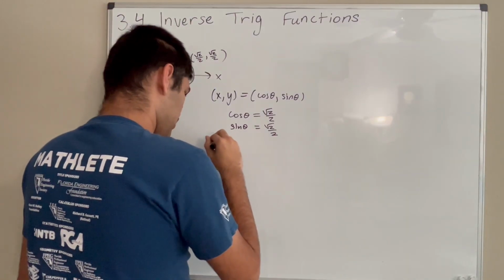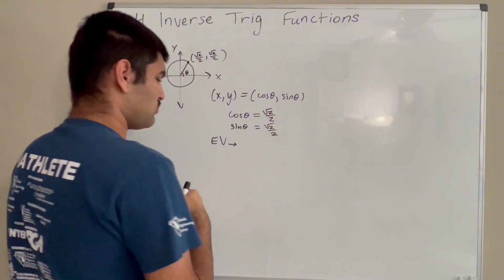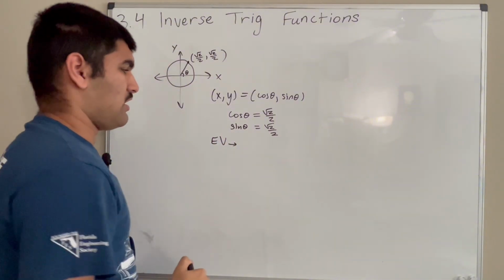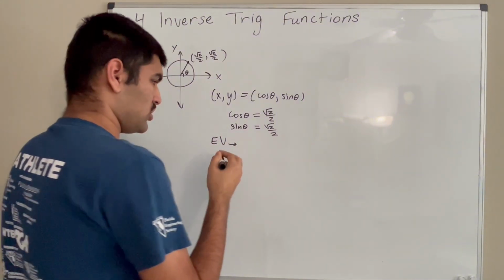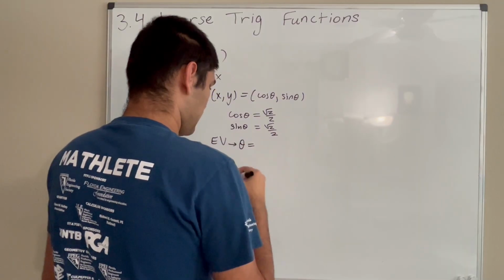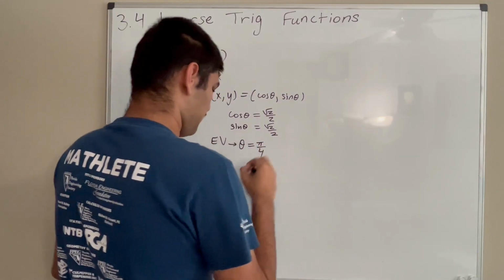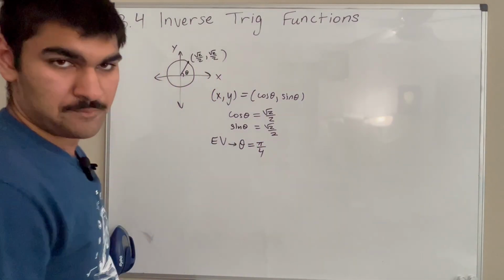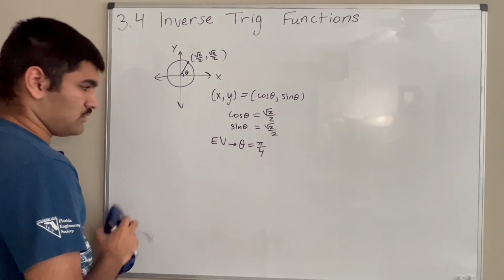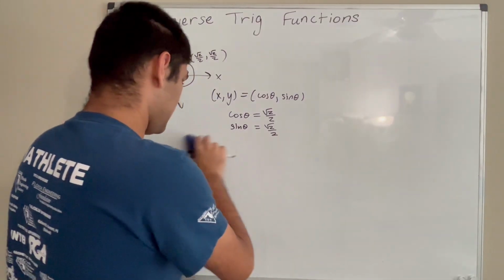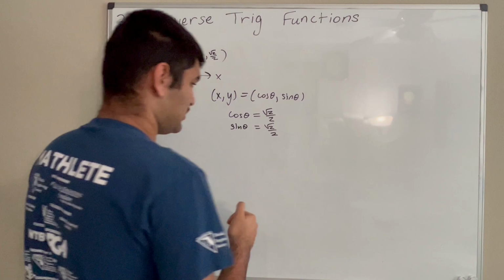There are two ways that you could solve this. The first way is just by knowing your exact values, right? If you know your exact values, you can pretty quickly figure out that theta is going to equal pi over 4. Okay, so that's one way to solve it. But suppose you didn't know your exact values. Then what would be the alternate method?